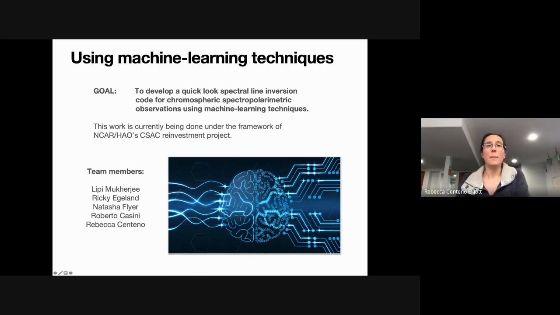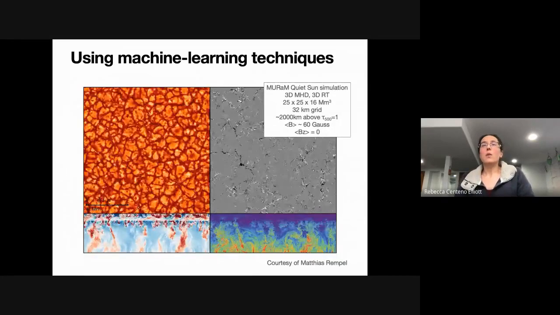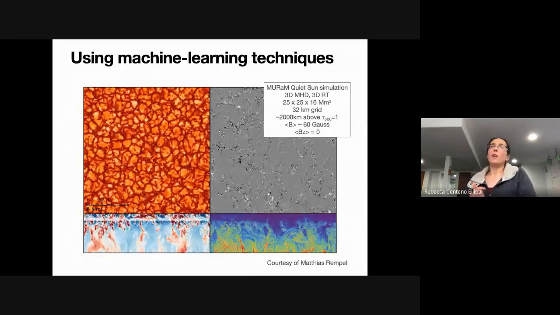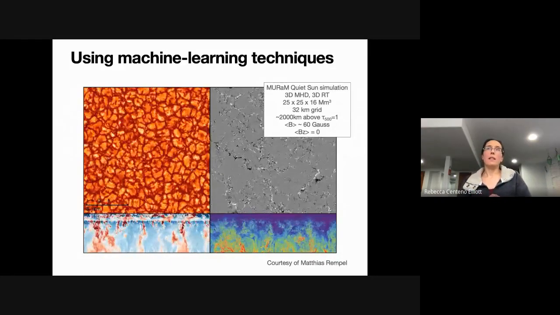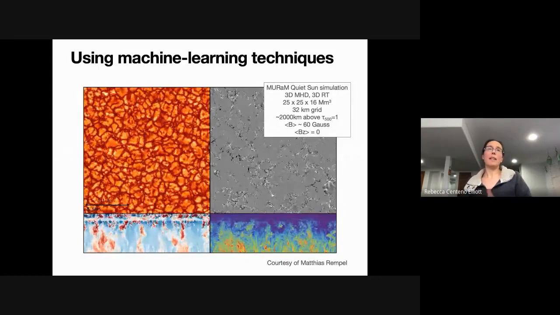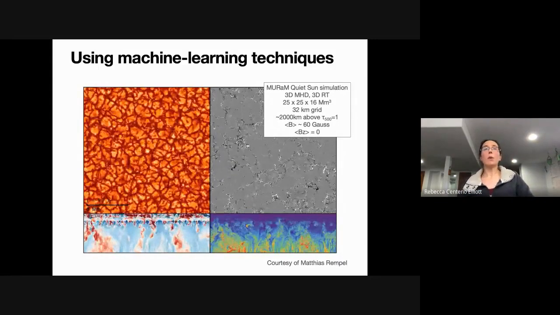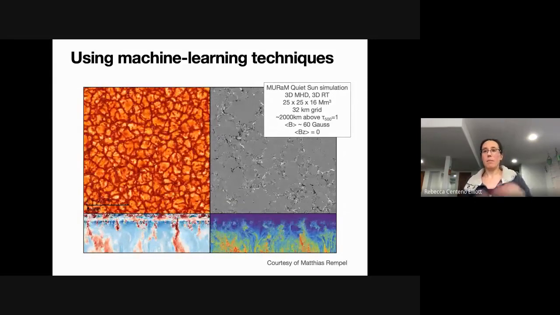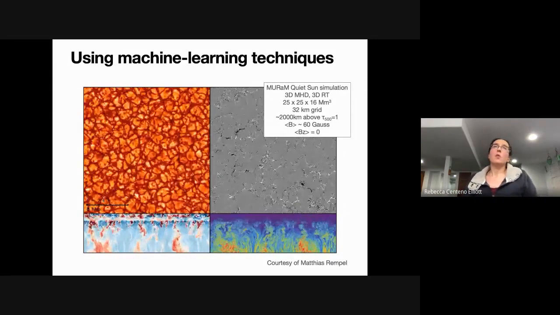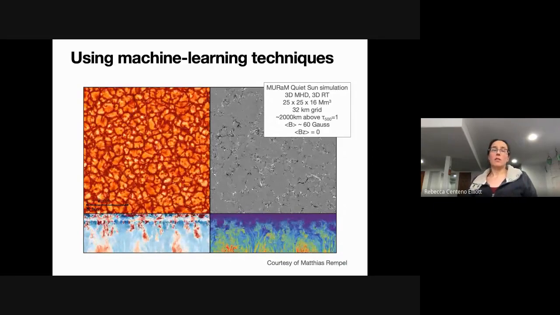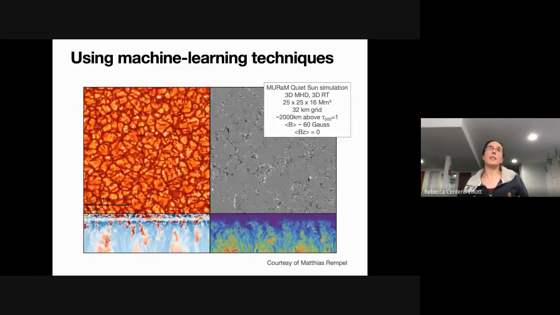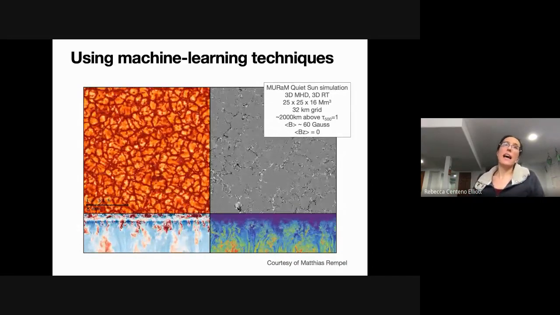And it's a shame you have not met her, but she's been working at HAO for more than half a year now. So this is the way we're going about this project. We are using state-of-the-art MHD simulations, magnetohydrodynamical simulations of the quiet Sun from the MURaM code developed partly by Matthias Rempel, to obtain a lot of different realistic realizations of the Sun's atmosphere, of the Sun's physical state.